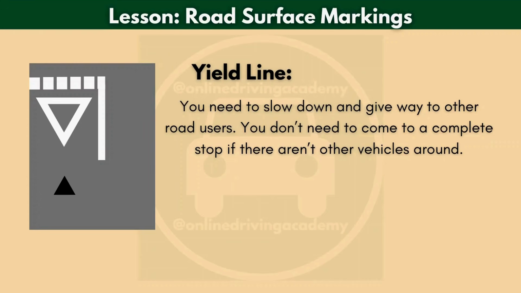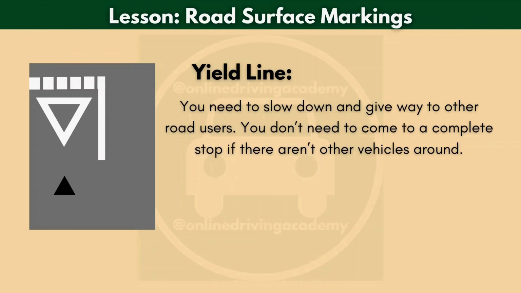Now, you can identify this with an upside down triangle, right? It is the outline of a triangle. Again, the black arrow is showing you the direction in which your vehicle will be moving. And this will have a broken up white line, right? So it says yield line. You need to slow down and give way to other road users. You don't need to come to a complete stop if there aren't other vehicles around.